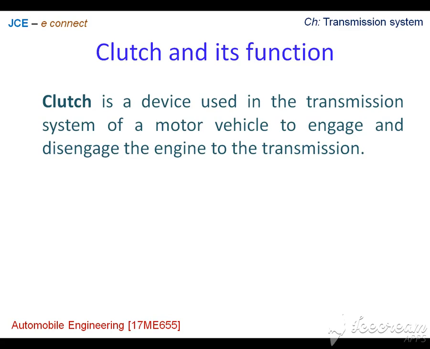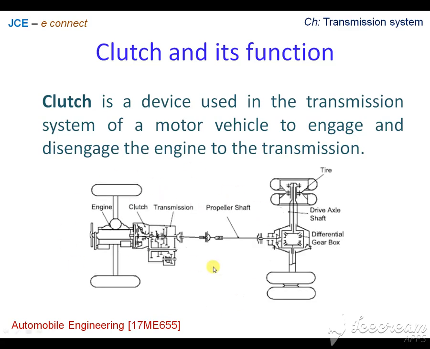Now, a clutch is a device used in the transmission system as shown here, and we see that the clutch is going to help with engaging and disengaging the transmission unit to that of the engine. And when the clutch is in engaged condition, the power that is produced inside the engine will be transmitted along the transmission line and then to the wheels as shown.